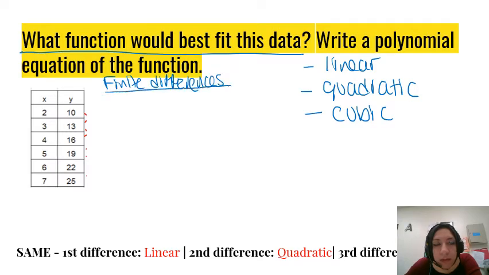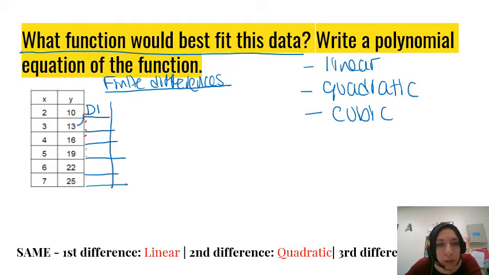What that is, is you're going to create another column right next to your y values, and you're going to subtract each y value from the previous one. So we're going to do 13 minus 10, and we get 3. 16 minus 13, we get 3. 19 minus 16, we get 3. 22 minus 19, we get 3. 25 minus 22, we get 3 again.